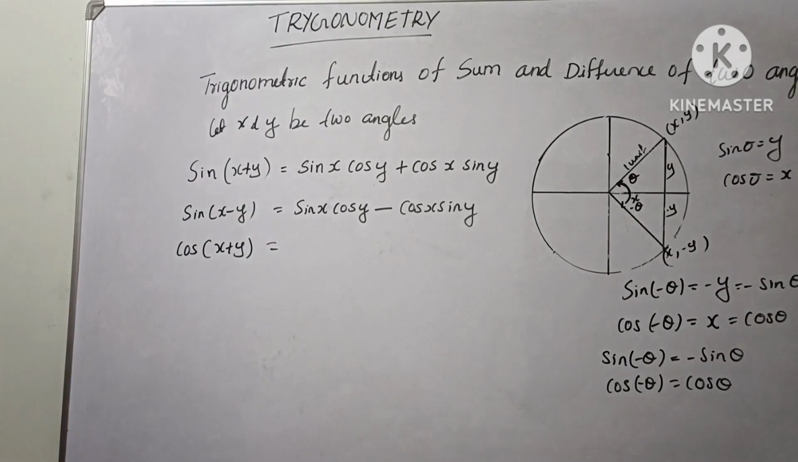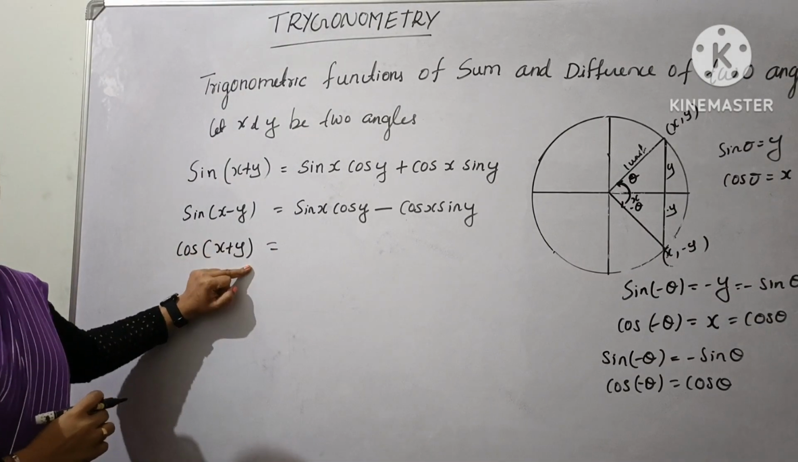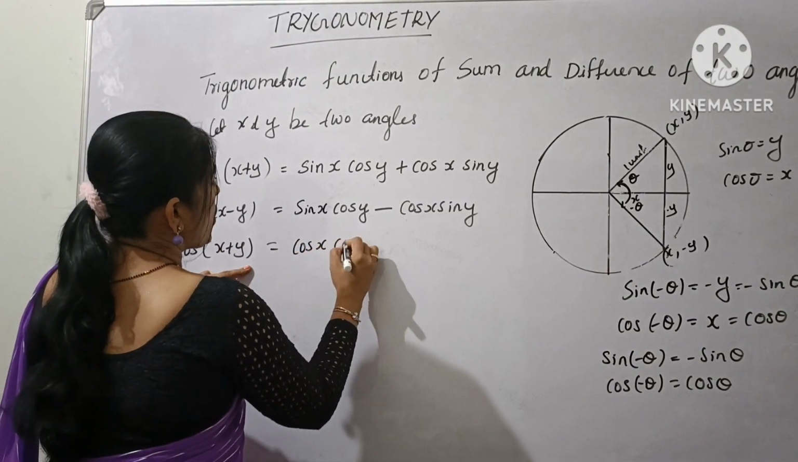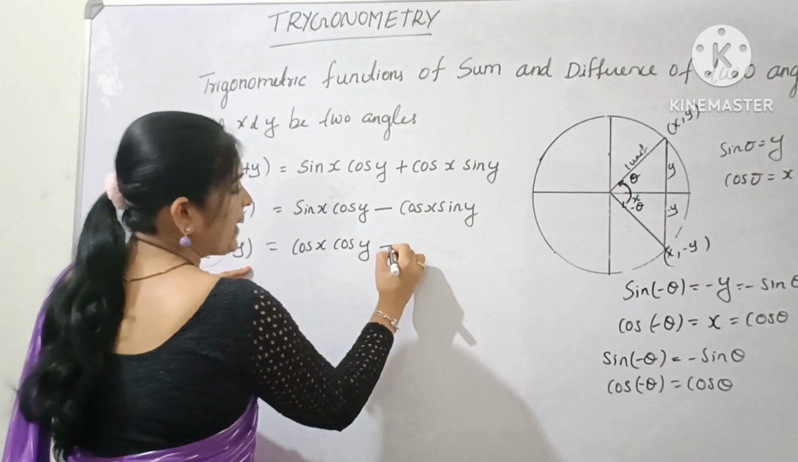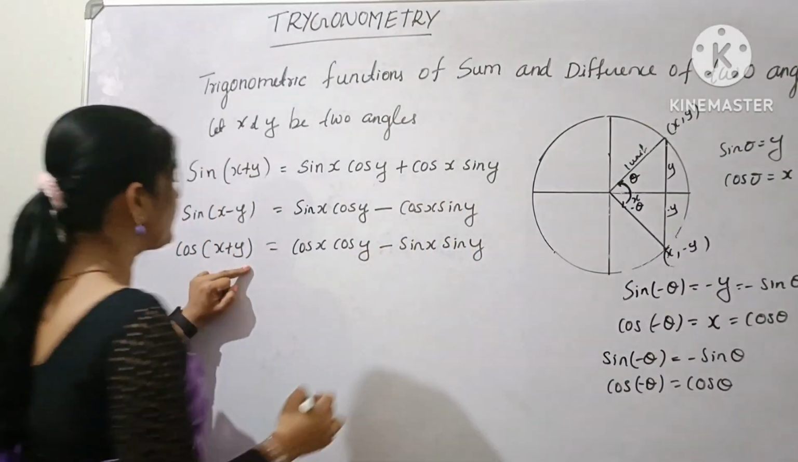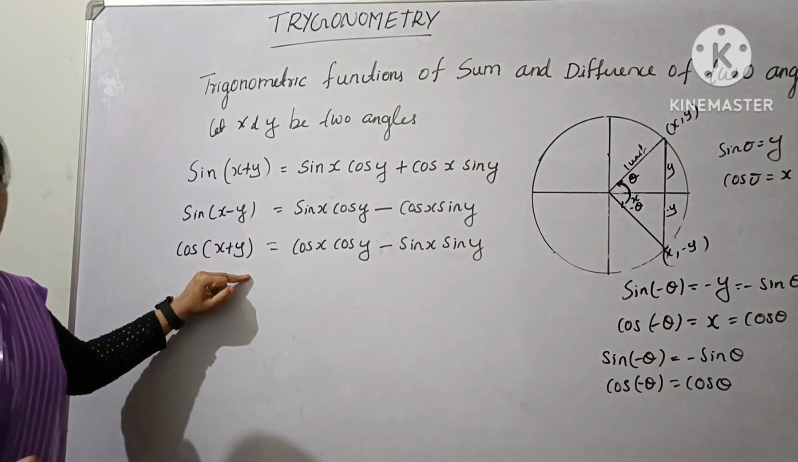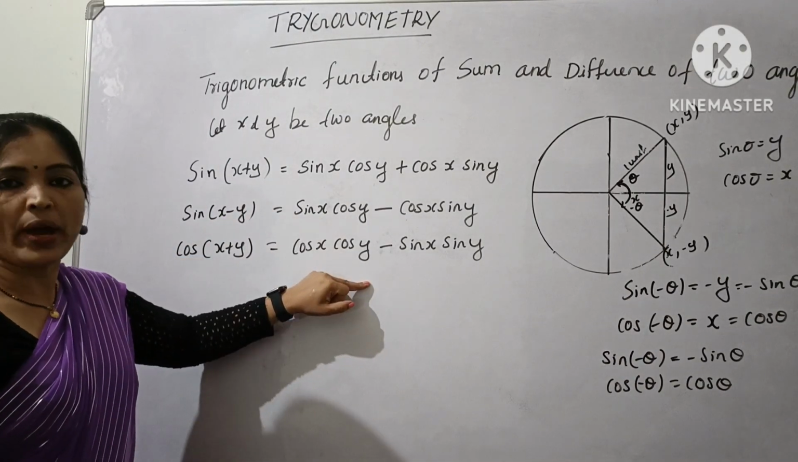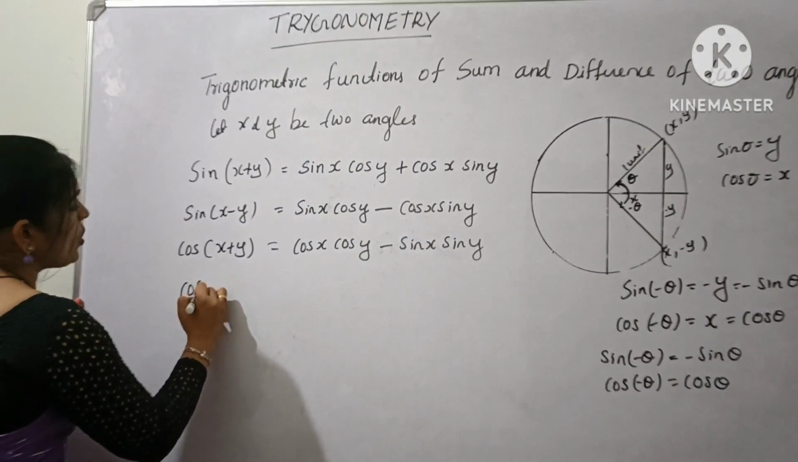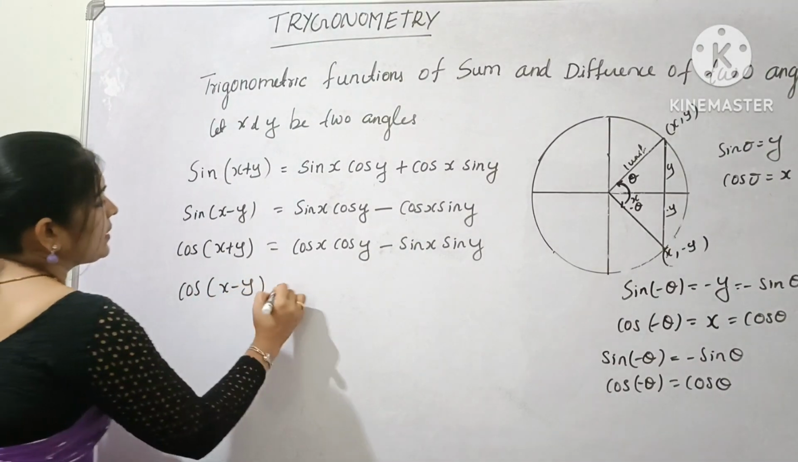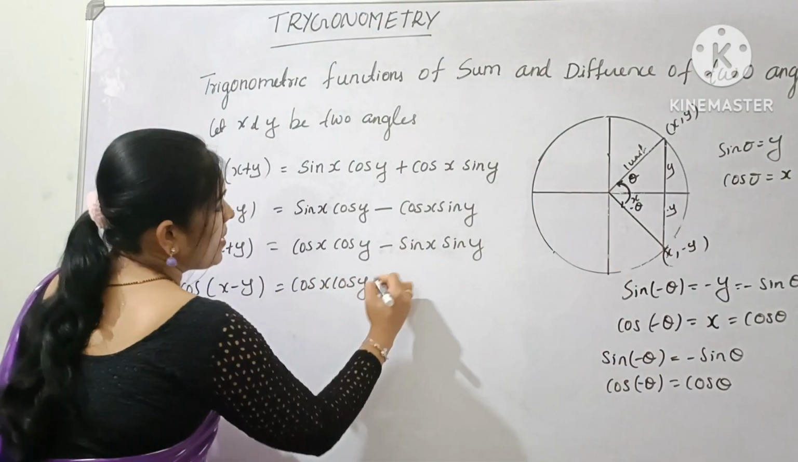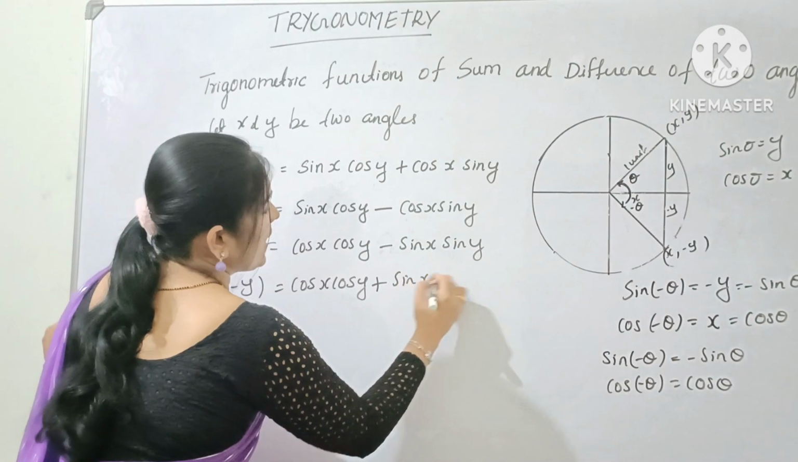Cos of x plus y is cos x cos y minus sin x sin y. Remember, cos of x plus y is equal to cos x cos y minus sin x sin y. Then what will be cos of x minus y? Cos x cos y, changing the sign, plus sin x sin y.